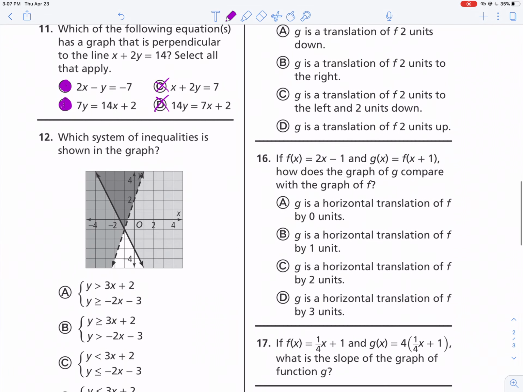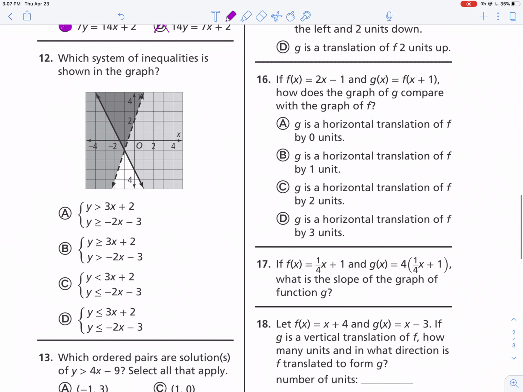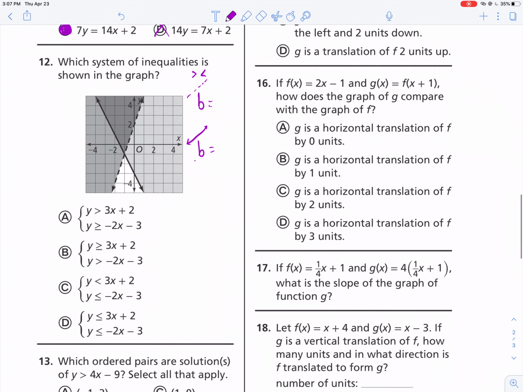Okay, jumping on to number 12. It says, which system of inequalities is shown below in the graph? And so the best way to start this is with our b's. So I'm going to do B for my dotted line, and then I'm going to do B for my solid line. And if you remember, if I have a dotted line, my inequalities are greater than or less than. And if I have a solid line, they're going to be greater than or equal to or less than or equal to. So that kind of helps us to see which one's associated with.